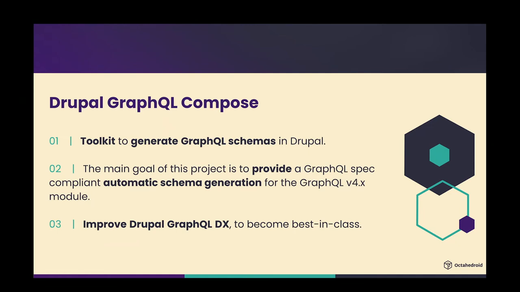And we can define the Drupal GraphQL Compose as a toolkit to generate GraphQL schemas. And also the name, it's GraphQL Compose. The name is also inspired by a JavaScript project called GraphQL Compose that allows you to do the same thing. You know, it allows you to create schemas and type definitions. So basically this project is an inspiration of other projects, because this is how open source works. And we love how other people take advantage of all other people's work.